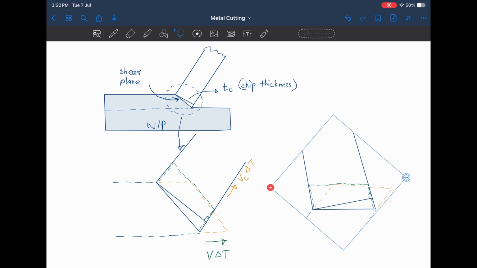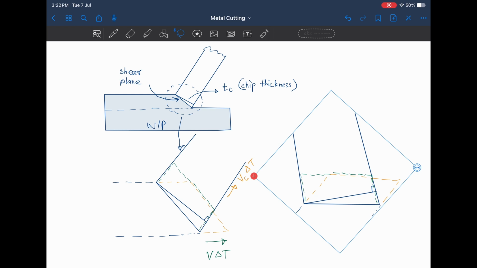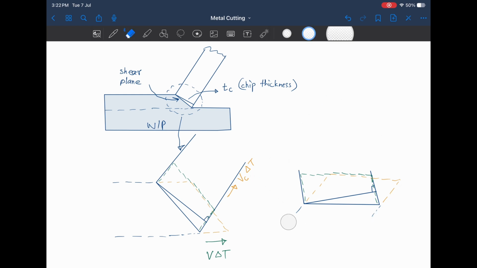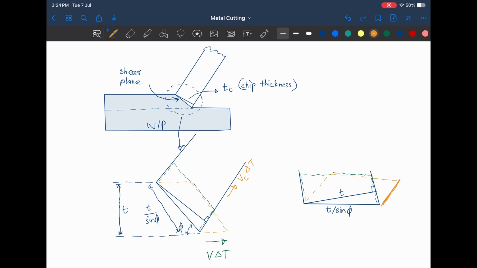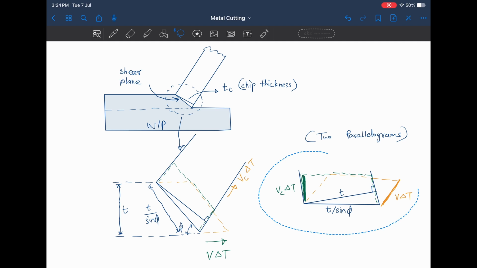And now rotating the section, we see that the tc, the angle phi will be made with workpiece surface by the shear plane, and the shear plane has length of t by sine phi. This is Vc delta t. There will be two parallelograms formed. One is orange and green.